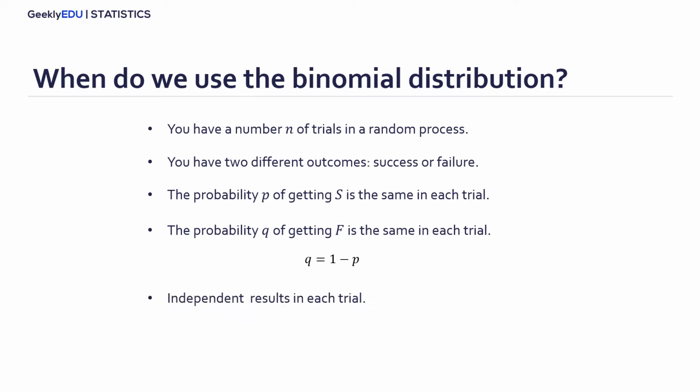The results in each trial do not affect the next trial. Therefore, we have independent results. The events are mutually exclusive. That means that in each trial, you will have only one of those outcomes. You cannot get both at the same time, and collectively exhaustive because those two outcomes are the only possible results.